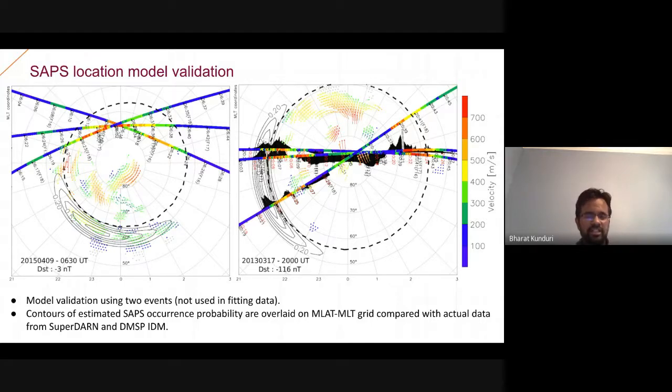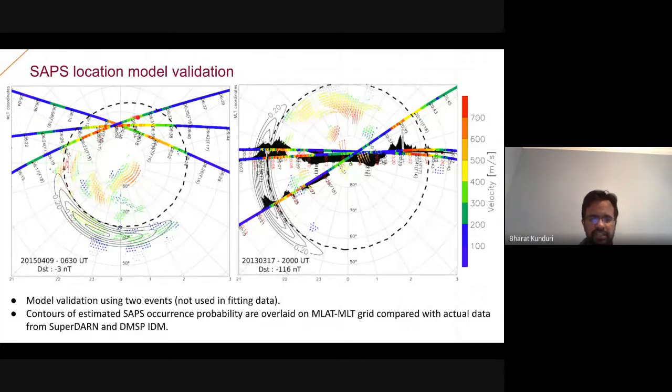While we did some statistical validation of the model, this figure shows how the model varies under different geomagnetic conditions. I'm choosing two extreme cases. In the first case, I'm picking an event from 2015. Again, this was not included in the modeling. This was from a completely different test data set. Here, the DST index was about -3 nanotesla during the time of the observation. The contours here represent the predicted model probabilities of identifying SAPS at a given location, assuming that SAPS is actually occurring there.